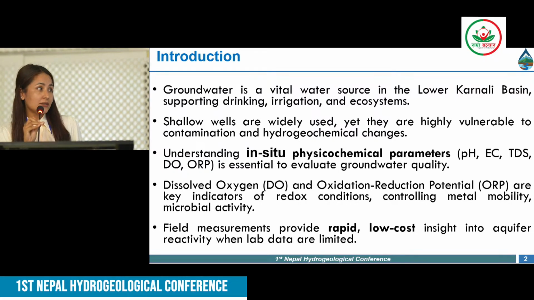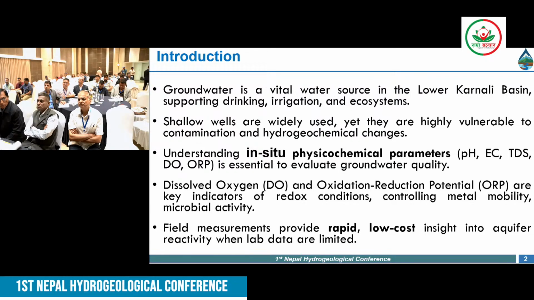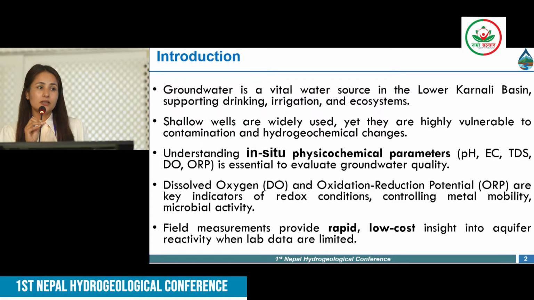So going towards my study, I have focused on in situ physico-chemical parameters, mostly pH, EC, TDS, DO, and ORP. Dissolved oxygen and ORP are key indicators of redox condition in the study area. Field measurements provide rapid assessment of groundwater parameters, whereas chemical tests are costly and take time to measure.